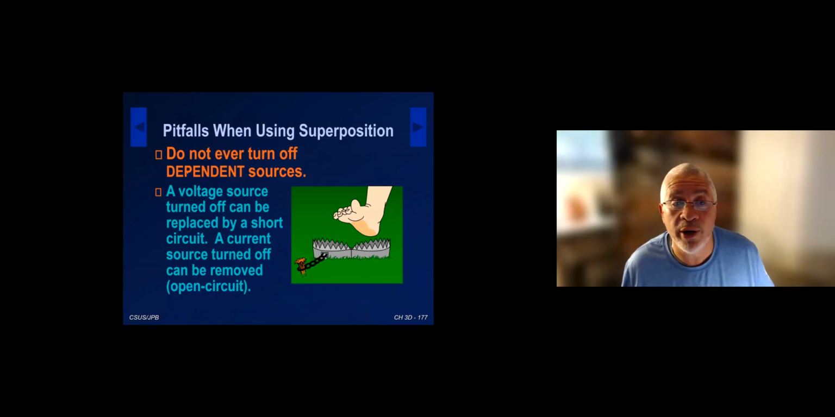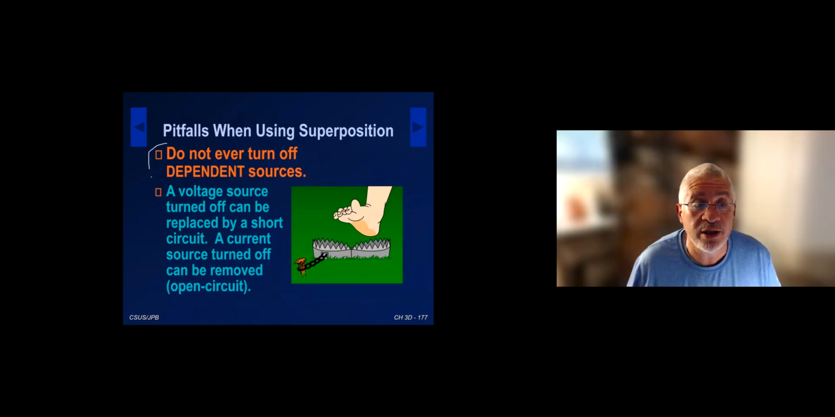Again, the one thing I want to point out here: don't ever turn off dependent sources. Superposition only operates on independent sources. The next thing you want to know is what happens to a voltage source when you turn it off. Turning off a voltage source can be represented as a short circuit. The way I tell students to remember this is, if you turn off a voltage source, you want it to be 0 volts. The way we represent 0 volts is essentially a wire. So when we turn off a voltage source, we replace it with a wire.